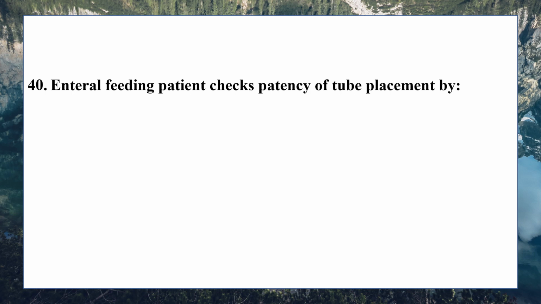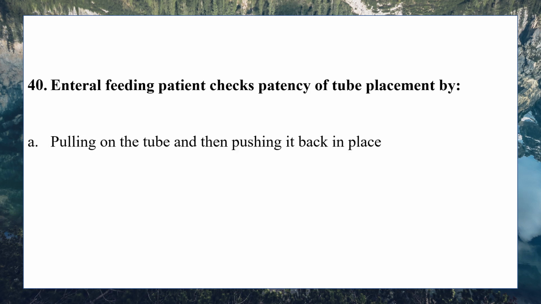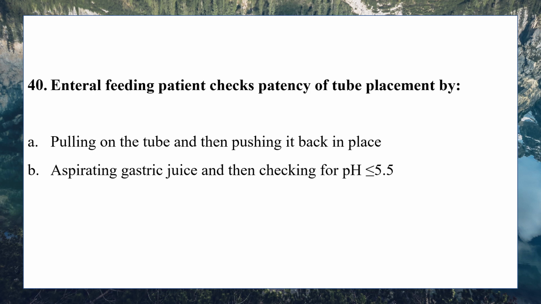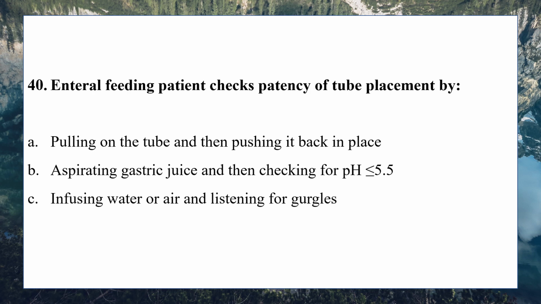For an enteral feeding patient, check patency of tube placement by: Option A. Pulling on the tube and then pushing it back in place. Option B. Aspirating gastric juice and then checking for pH less than or equal to 5.5. Option C. Infusing water or air and listening to gargles. Option D. X-ray. Correct answer is B. Aspirating gastric juice and then checking for pH less than or equal to 5.5.